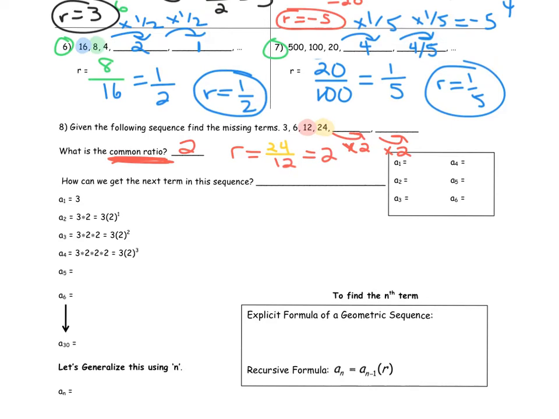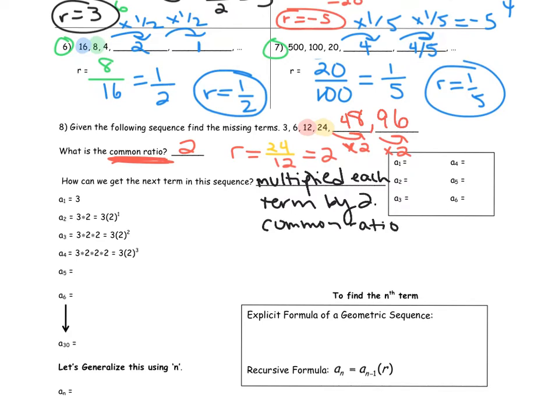All right, so to find those next few terms, we have 24 times 2 is 48, and 48 times 2 is 96. All right, so how did we get to the next term in the sequence? What did we end up doing? All right, good. We multiplied. So we multiplied each term by 2. That's our common ratio. Really important vocabulary here, guys. All right, so that's our common ratio. We multiplied everything by 2.